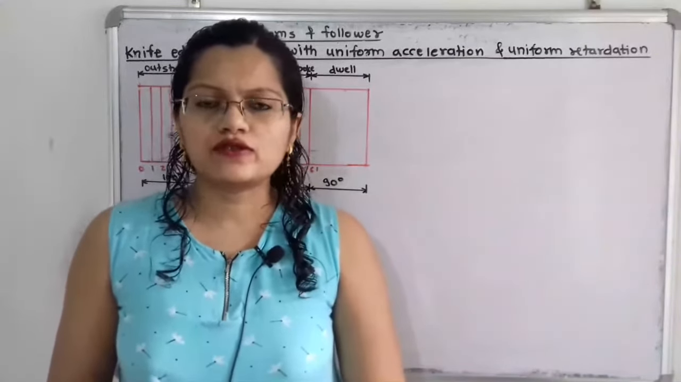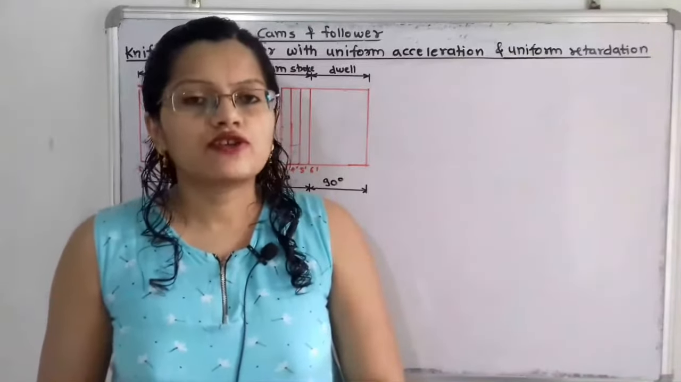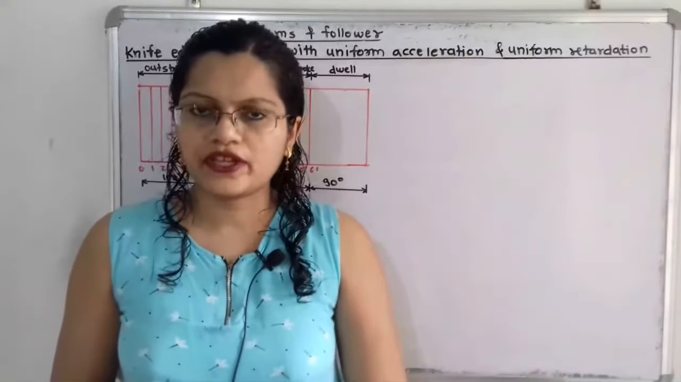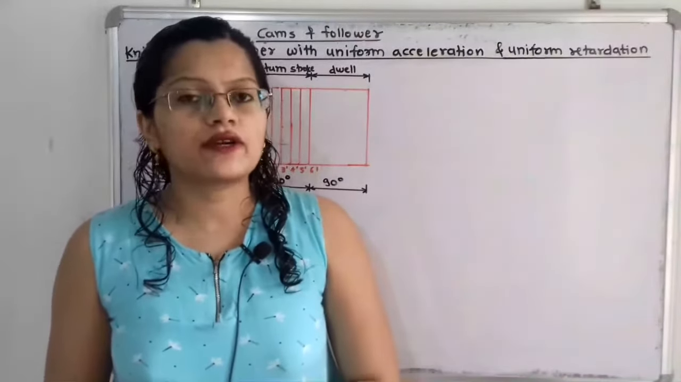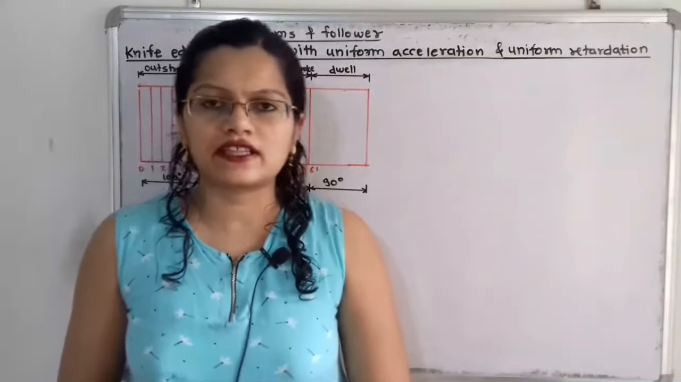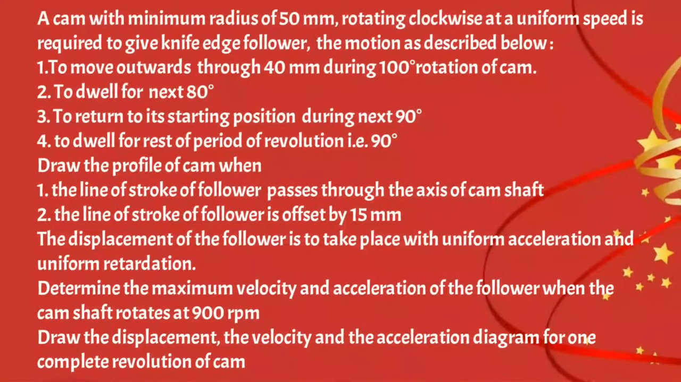Today we are going to solve a problem on knife edge follower with uniform acceleration and uniform retardation motion. In this video, we are going to draw displacement diagram, velocity diagram and acceleration diagram. Now first, I will read the given problem.